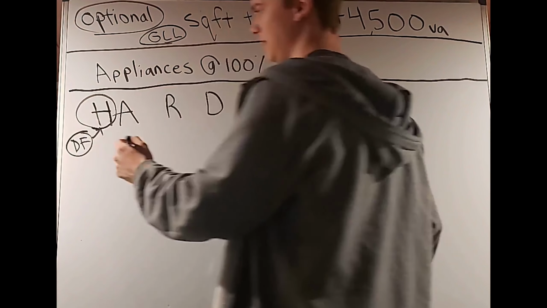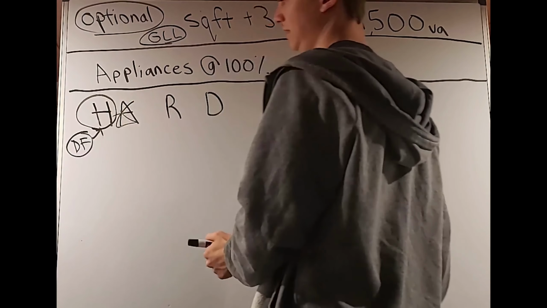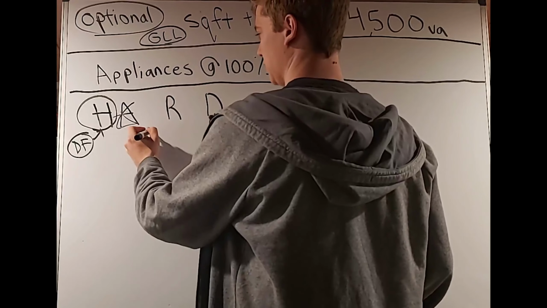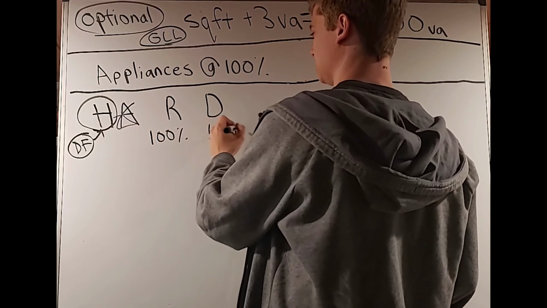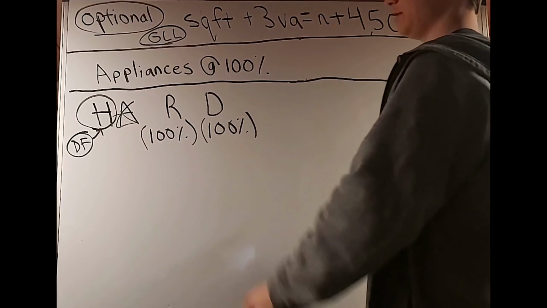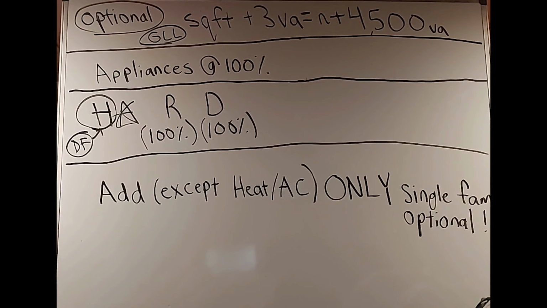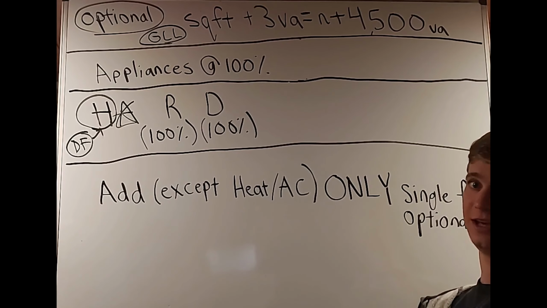So again, let's say we had bigger heat than AC, then we're going to pick the heat and disregard the AC. We have the range, which is going to be at 100%, and then we have the dryer, which is also going to be at 100%. So both of these at the value that you have are at 100%. Again, this next part's only for the single family optional method. It's only using the optional method, only for single family. For duplex and multifamily with the optional method, you don't do this.